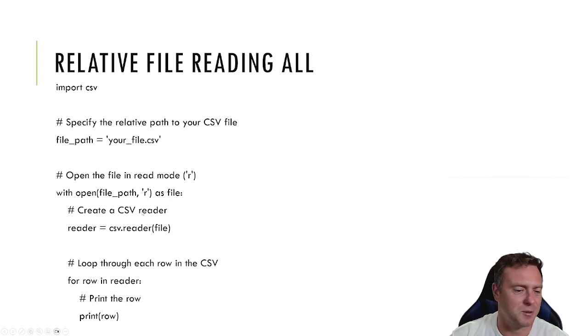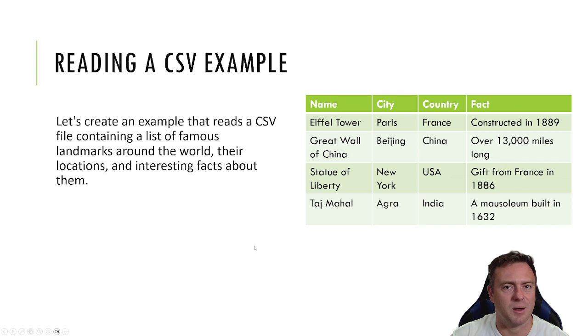And then this is where it's a little bit different. Instead of just read, we have to use the CSV library and the reader that's built into it. So we now go reader is equal to csv.reader of the file. It will then loop through every single row in the CSV, and then print out the row so you can get access that way. So we're going to do a little example now, unpacking that.